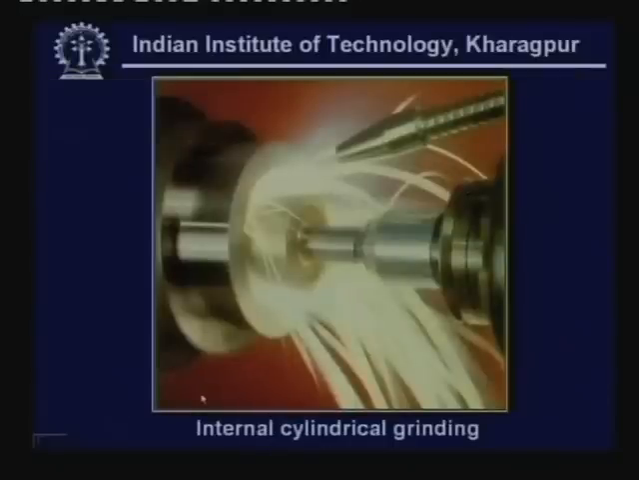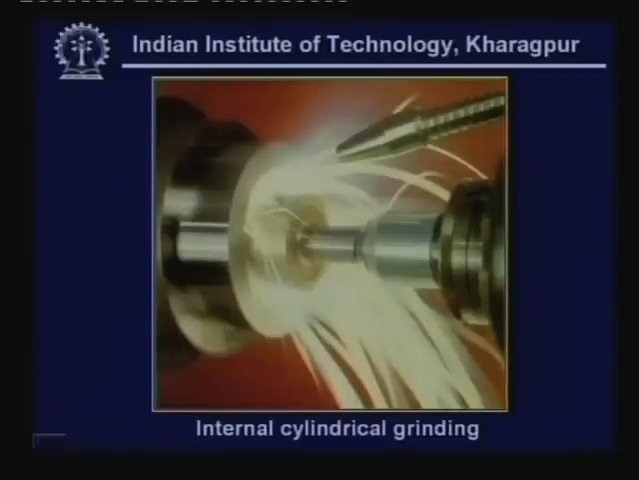We have now internal grinding, which is taking place in actual practice. This is one wheel which is used for this grinding action, and to have high speed operation, to get the benefit of speed, we have to use not just a conventional abrasive wheel, but a super abrasive wheel like cubic boron nitride or diamond.